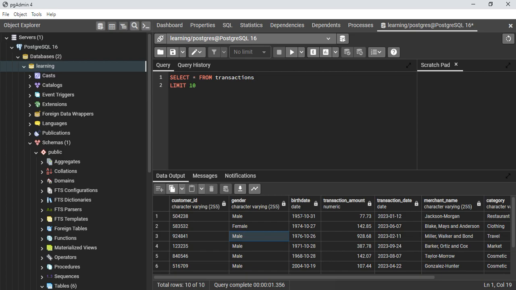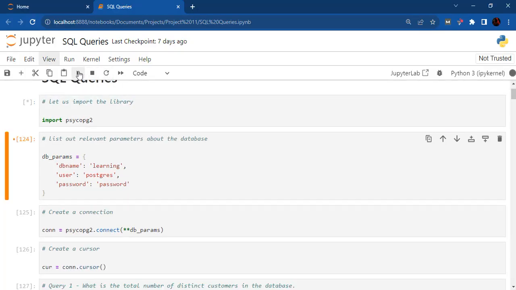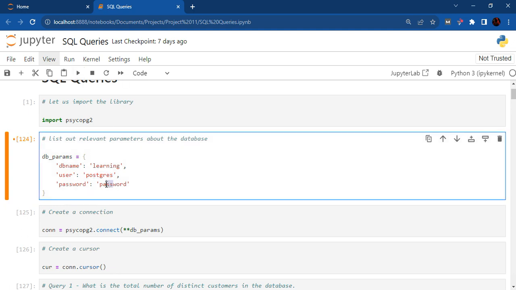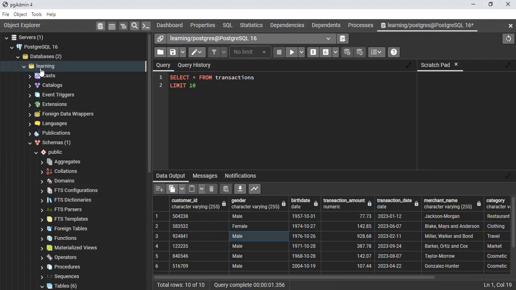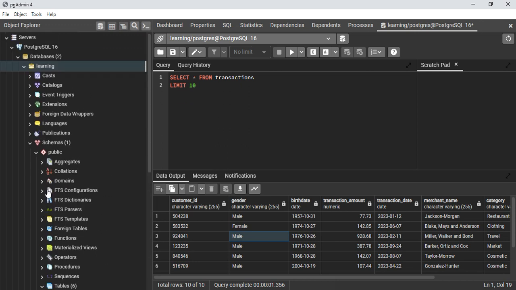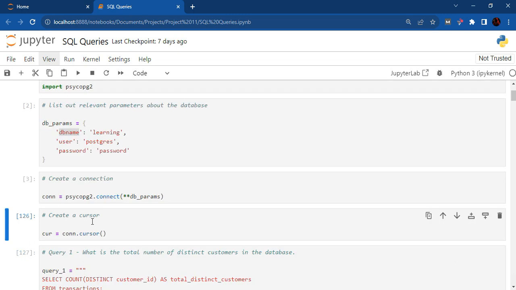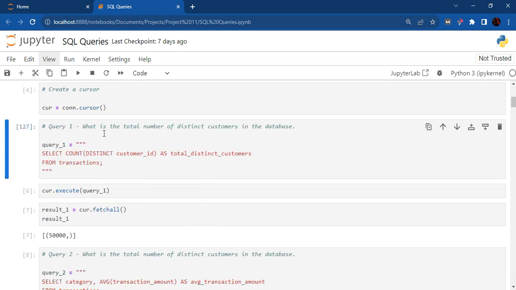So let's just start with our query. Normally I import my library. After that, I give it the necessary parameters, which are the username, the password, and the name of my database. These are my databases: this one is learning, and this is another one, Postgres, which I think is the default database. When I say the name of my database, this is what I'm referring to, learning. So this is the database name, user, and password. Let me run that. Then I create a connection and a cursor, which is very important.